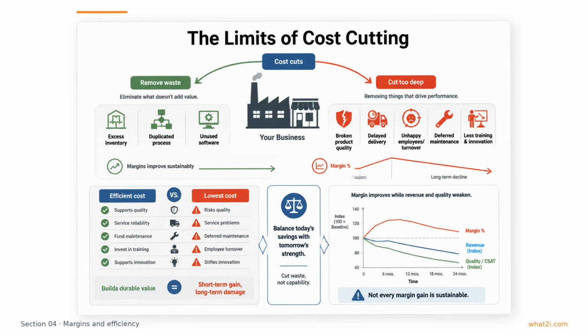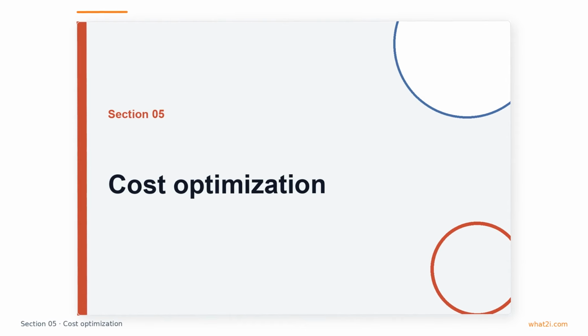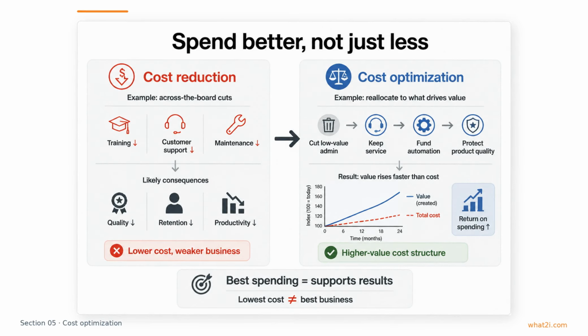The goal is not the lowest possible cost structure, but the most effective one for delivering value. That idea leads naturally into the final section, where we think about cost optimization more strategically. Section 5. Cost optimization. Cost optimization is about spending better, not simply spending less.